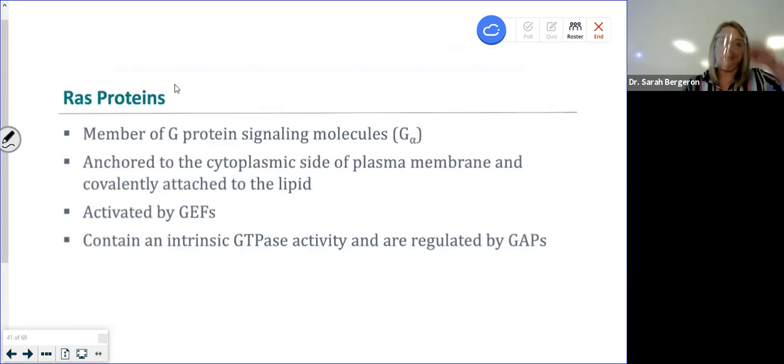Okay, so RAS is, like we said, a G protein. It's a G alpha protein and is anchored to the membrane. It's not going to go anywhere, even when it becomes activated. So we know it's activated by our guanine exchange factors, our GEFs. And we know that once it becomes activated, it's bound to GTP. To turn it off, we have to activate that intrinsic GTPase activity that's regulated by the GTPase activating proteins.